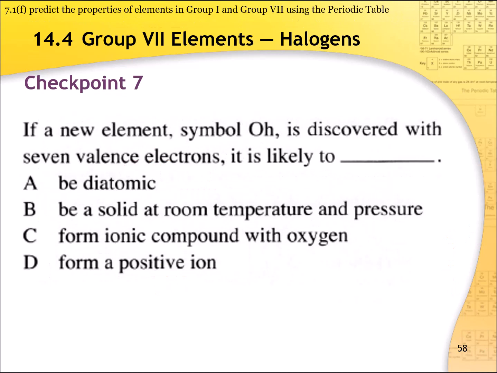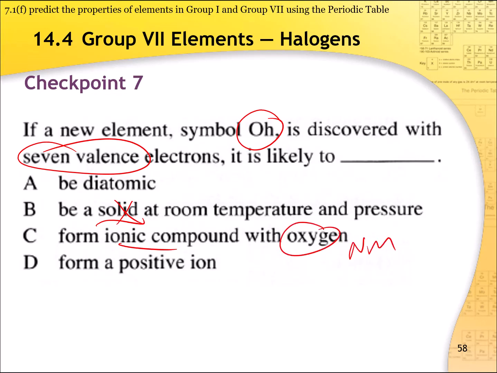So this is a new element with 7 valence electrons. Where must it be? It must be in group 7. So what can I tell about group 7? I cannot say that they must be solid or liquid. I do not know how big this particle is. Form ionic compound with oxygen? Oxygen is a non-metal, and group 7 is also a non-metal. Non-metal and non-metal cannot form an ionic compound, and a non-metal cannot form a positive ion. So the only answer is group 7 diatomic.